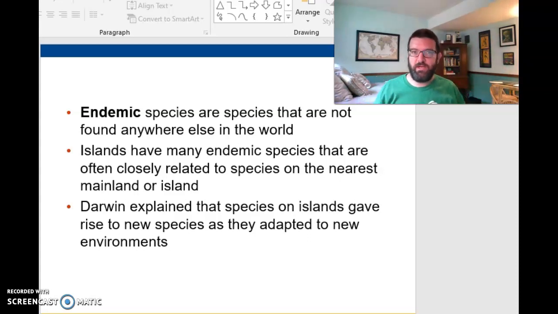Hawaii is another great example of this, right? It's way out in the middle of the Pacific. So the organisms that have landed there became isolated quickly, and it's a chain of islands, an archipelago, and so some of the evolution that you see on Hawaii is very unique as well.